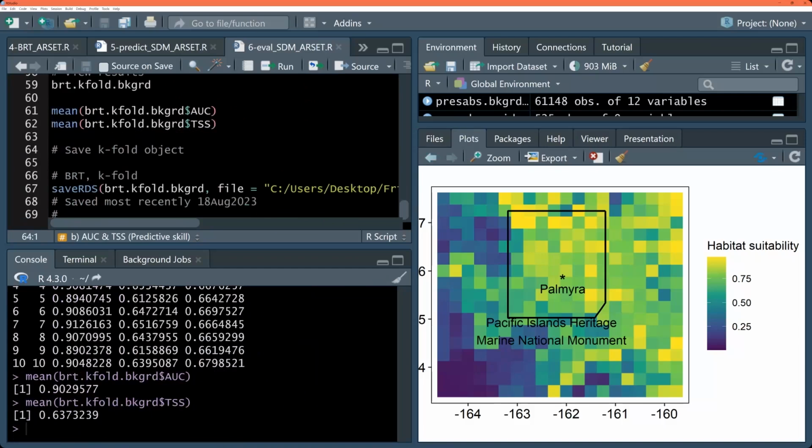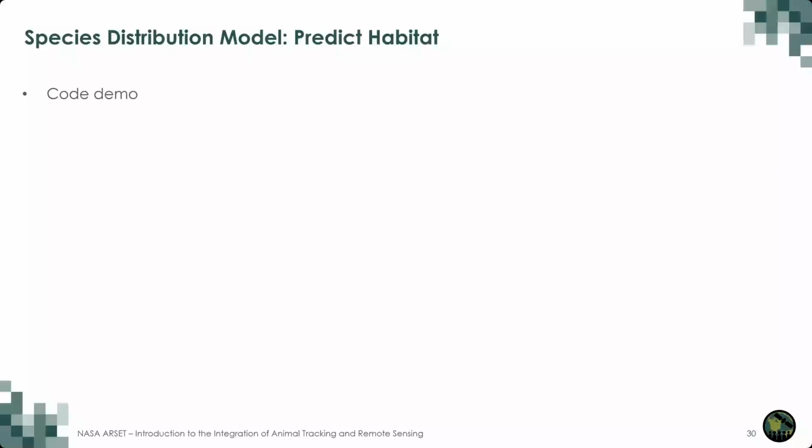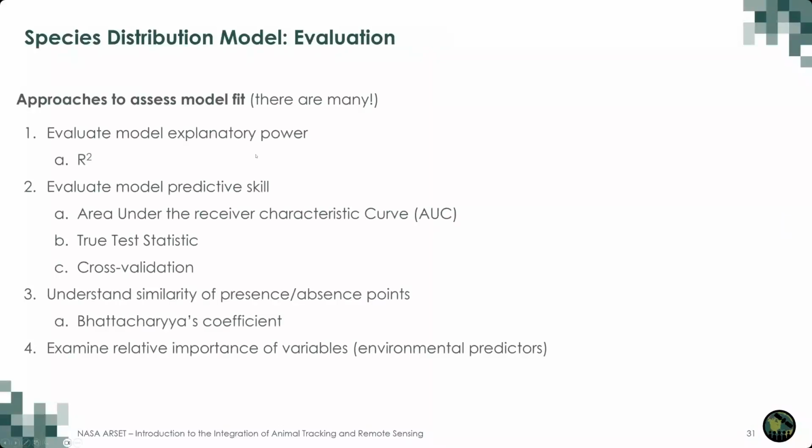I'm going to stop sharing and go back to PowerPoint for one more slide. Okay, so back in PowerPoint, this is my last slide, and something I didn't cover earlier in the PowerPoint, but I just want to reiterate, there's a lot of different ways to assess your model fit, and so you just want to make sure that you're evaluating these different aspects and parameters of your model and your data set to make sure that they make sense within the context of your study species and your study region.